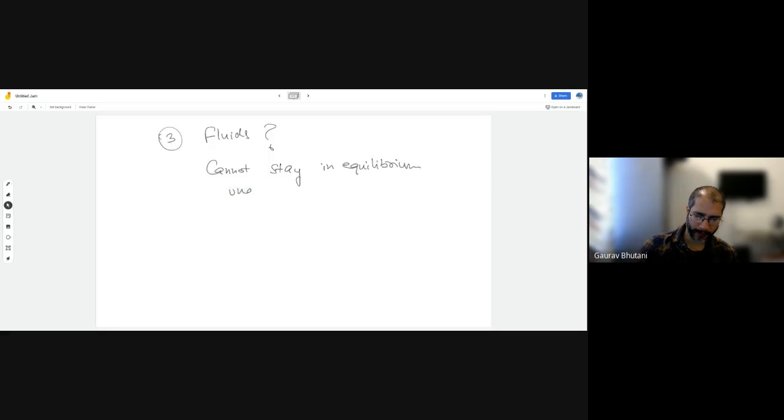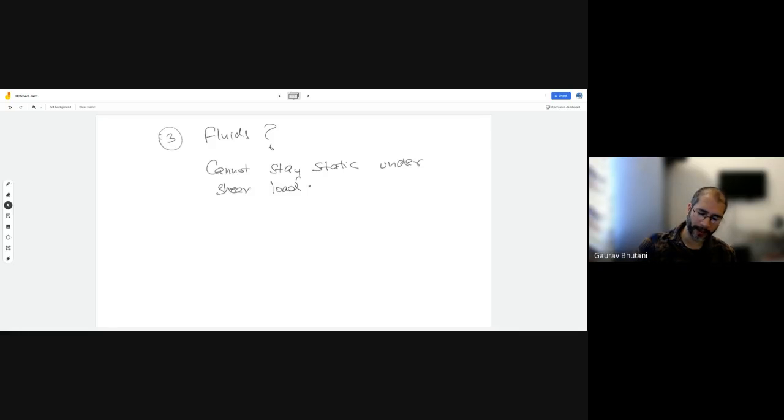So I'll say cannot... well, I shouldn't use equilibrium, it confuses with net force being 0. Cannot stay static under shear load. Okay, so the same shear load: applying a force on a plane in the horizontal direction of the plane, so perpendicular to the normal of the plane.